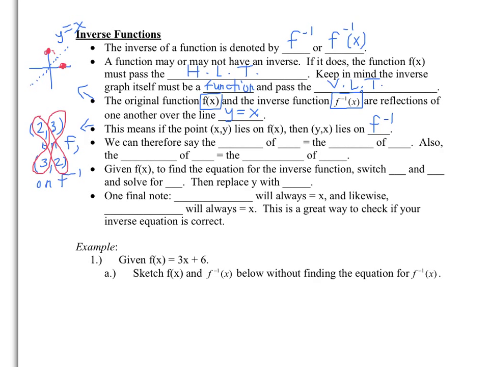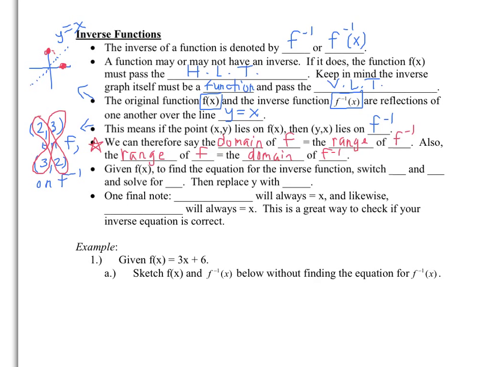So this suggests that the domain of f is going to equal the range of f inverse, and likewise the range of f is going to match up with the domain of f inverse. I showed you an example of a point, 2, 3 on f, becoming 3, 2 on f inverse. Well, imagine this happening with every point. So what we're saying here is that the domain of the first matches up with the range of the second, and vice versa. Okay?